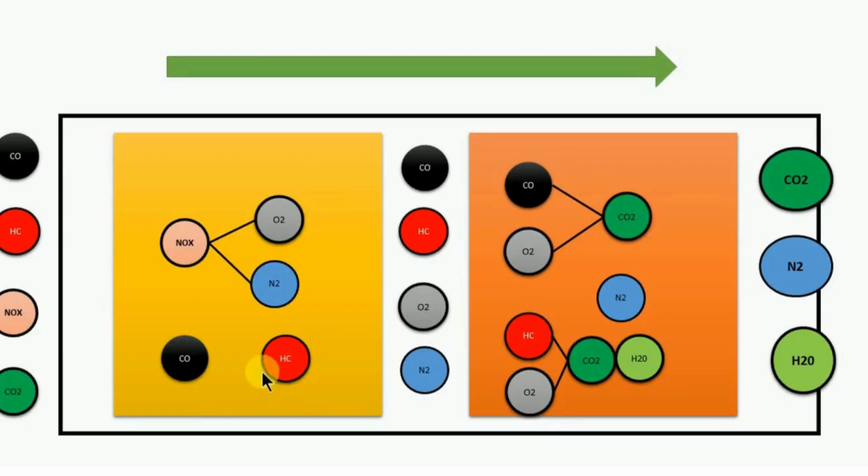If you look at this reduction catalyst, there won't be any changes to the carbon monoxide or hydrocarbons, okay? In the gas that comes out from this reduction catalyst, you'll find carbon monoxide, hydrocarbons, oxygen, hydrogen, then carbon dioxide and water, okay.